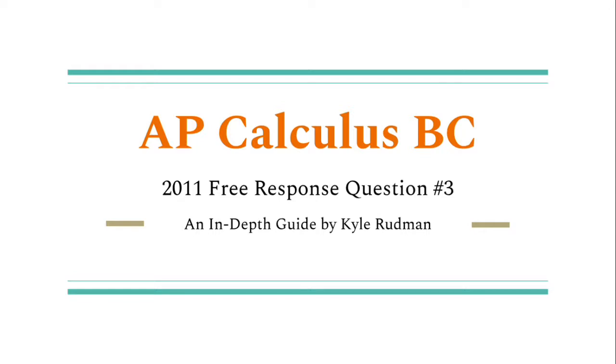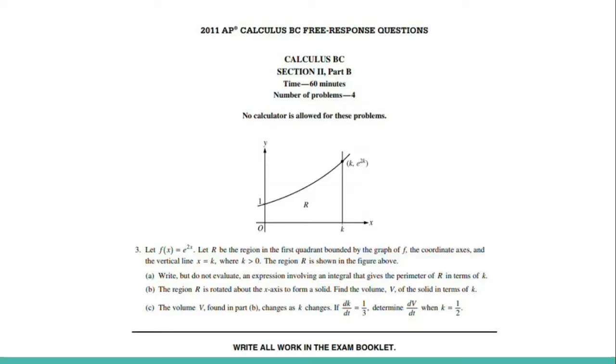Hi everybody, and welcome to my tutorial on how to get a perfect score and solve the AP Calculus BC 2011 free response question number 3 on the AP exam. Today we'll be focusing on remembering some key AB topics as well as the sole BC portion of this question dealing with arc length. So here it is.